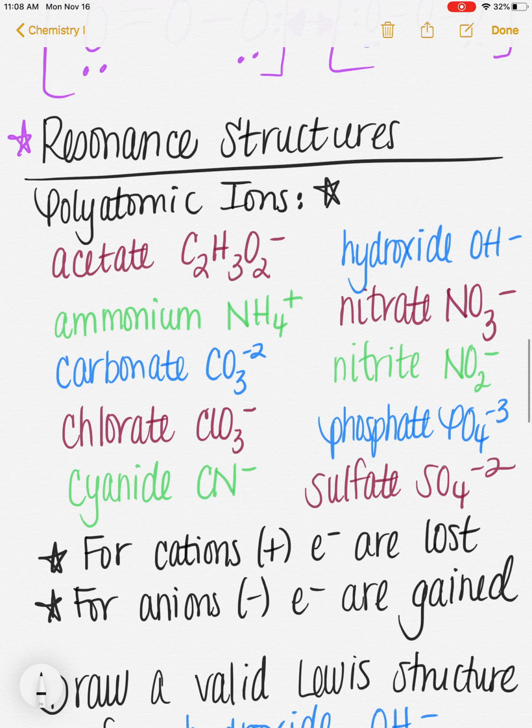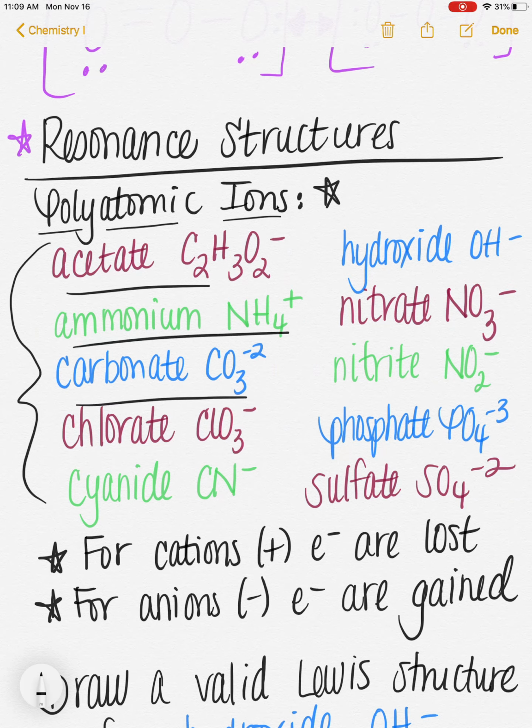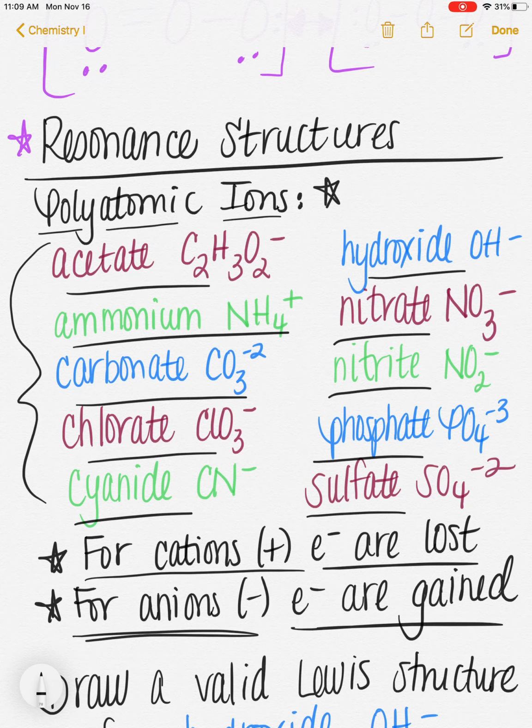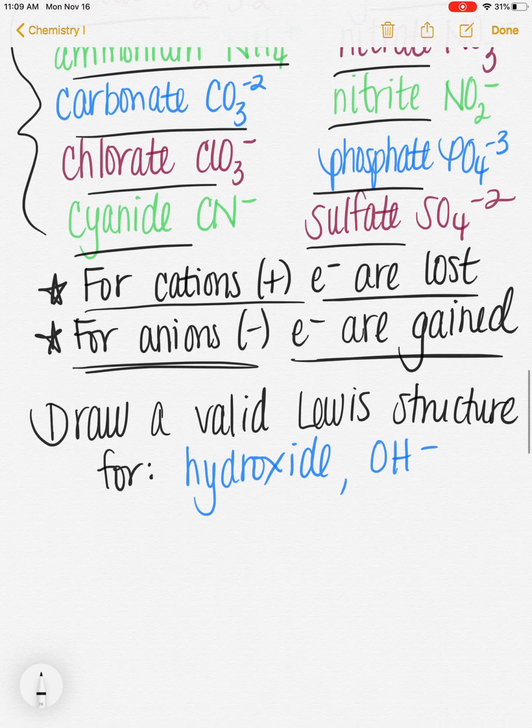The next thing that we need to talk about is polyatomic ions. The prefix poly means more than one atom, and it's an ion with a charge. So I've gone through here and I have listed the 10 polyatomic ions that are on your list: acetate, ammonium, carbonate, chlorate, cyanide, hydroxide, nitrate, nitrite, phosphate, sulfate, and I've given you the formulas here. Remember that cations are positive, so that means electrons are lost. Anions, electrons are gained. That's how they become more negative.